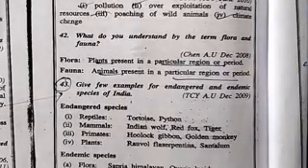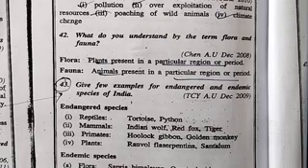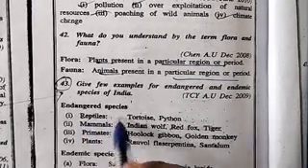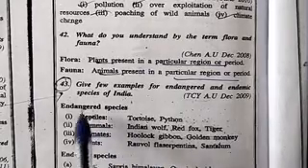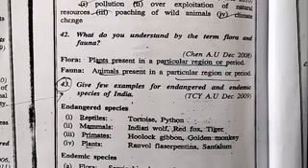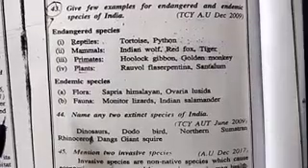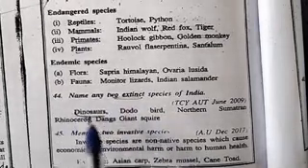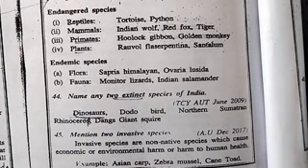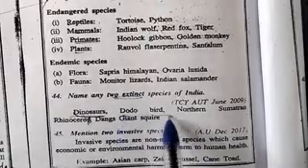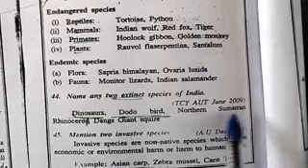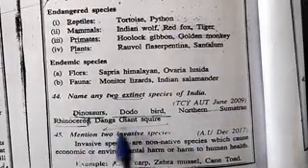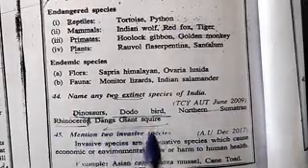Okay, 43. Give a few examples of endangered and endemic species of India. Endangered species are reptiles, mammals, primates, plants. So these are the endangered species. Endemic species are flora and fauna. Name any two extinct species of India. Two extinct species: dinosaurs, as we all know, dinosaurs are not present here. Then the dodo bird, the northern Sumatran rhinoceros, Dank's giant squirrel.